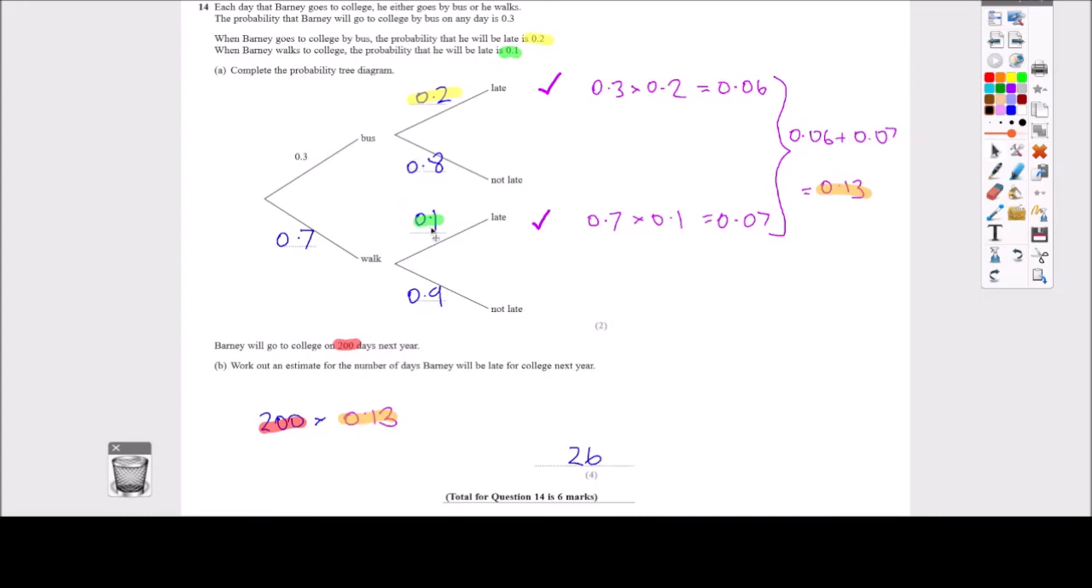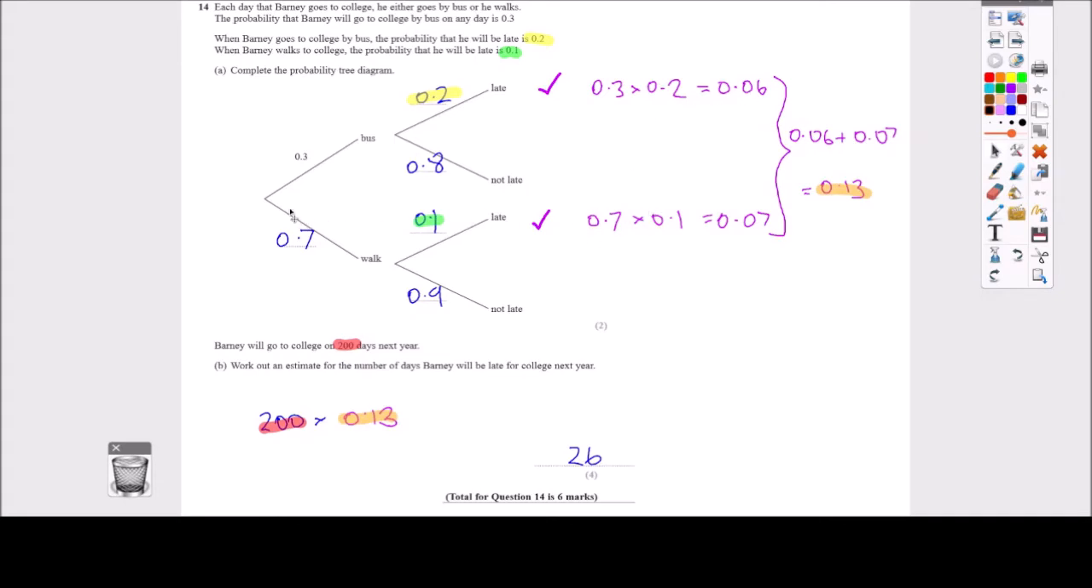So that's part A. Now for part B, we've got to work out an estimate for the number of days Barney will be late for college next year. So how can he be late? He can be late if he goes by bus, so this branch and this branch. So what's the probability of him going by bus and being late? It's 0.3 multiplied by 0.2, which is 0.06.